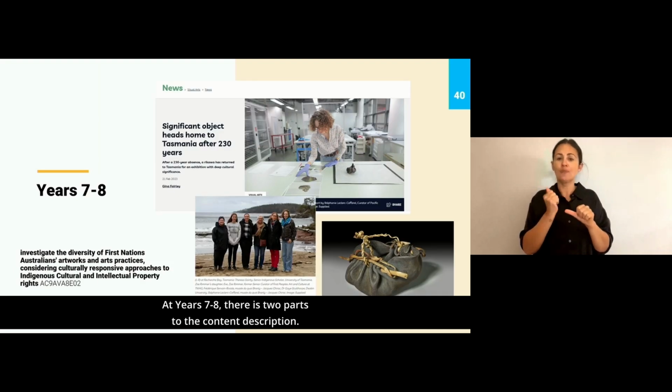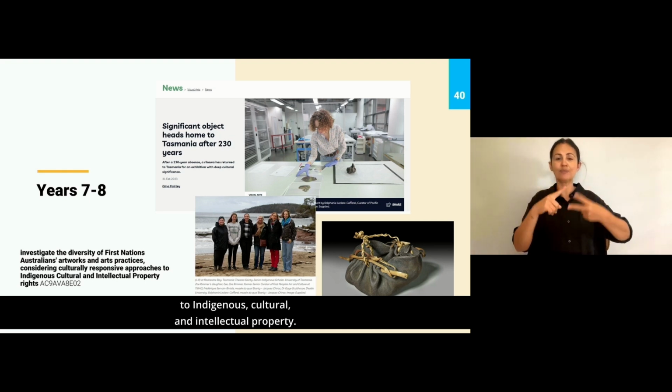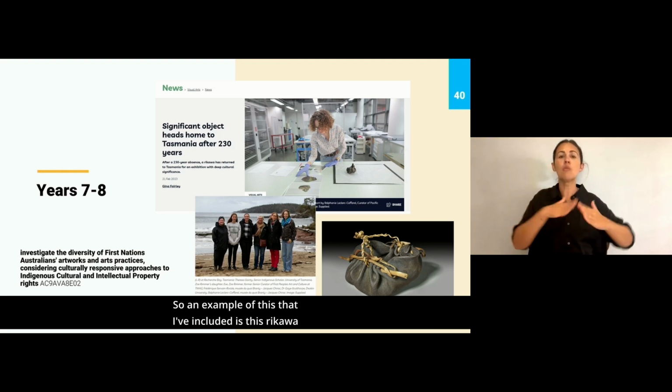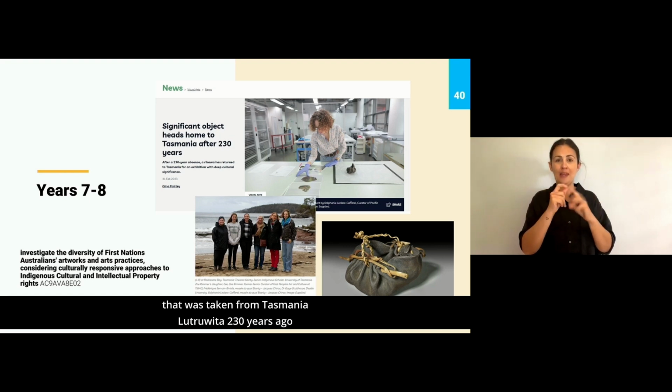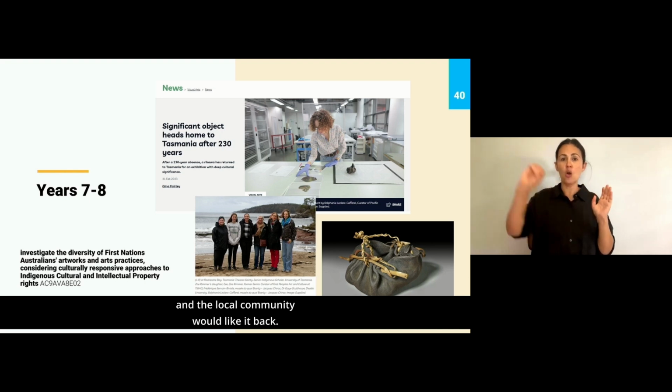At years 7 to 8, there are two parts to the content description. One is about looking at the diversity of artworks, and one is looking at culturally responsive approaches to Indigenous cultural and intellectual property. So an example of this that I've included is this rikawa that was taken from Tasmania, Lutruwita, 230 years ago, and it's now held in a French museum. It's been returned on loan, and the local community would like it back.